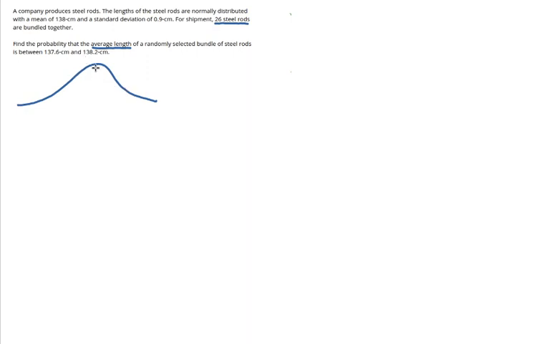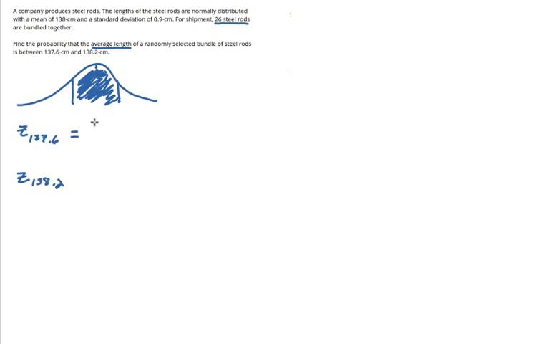So first of all, I'm going to note that 138, my mean, is right here in the middle. So 137.6 is somewhere over here on the left, and 138.2 is somewhere over here on the right. And I want to find the probability of being between those two numbers. That is, find the area between those two. So the first thing I'm going to do is convert each one to a z-score. So let me make a note of which one I'm converting. This is going to be for the z-score for 137.6, and this will be the z-score for 138.2.